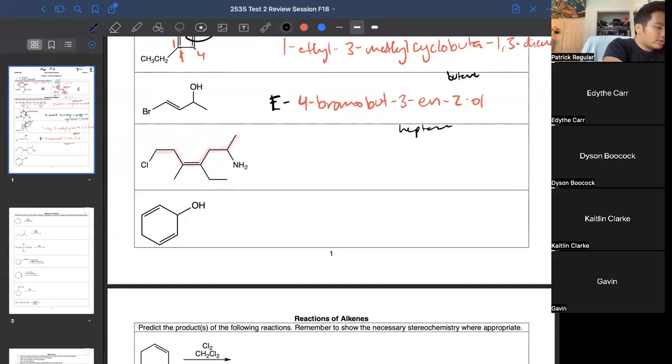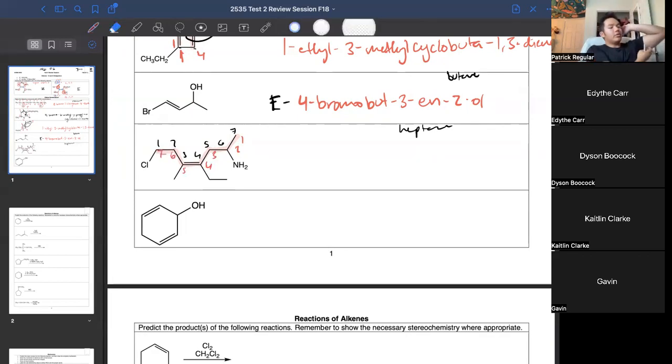Let's number it. 1, 2, 3, 4, 5, 6, 7. Let me use a different color. 1, 2, 3, 4, 5, 6, 7. All right. Which numbering would be correct? Black or pink? Pink. Because even though an alkene is there, you have two priority groups, an alkene and an amine. And the amine would take priority over an alkene. That's something you will have to know.